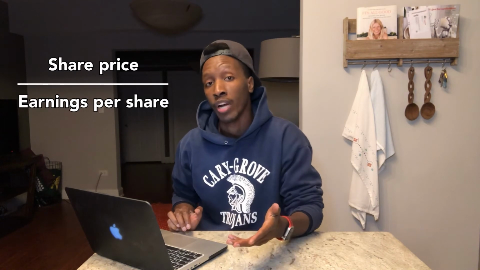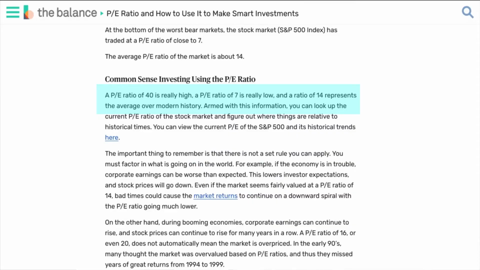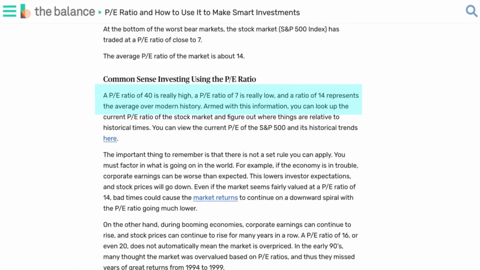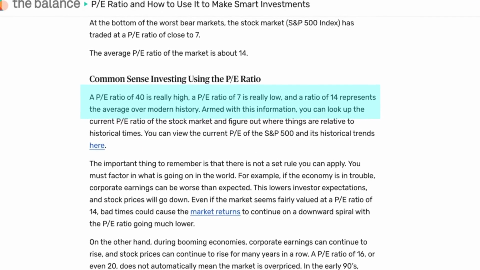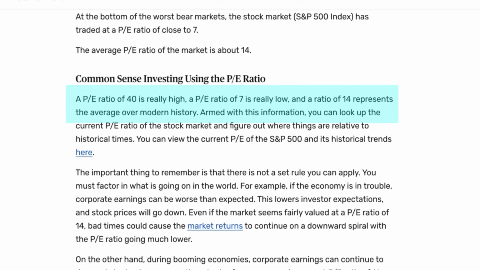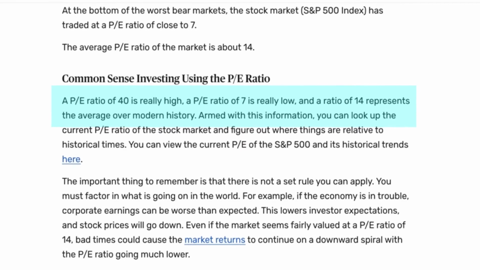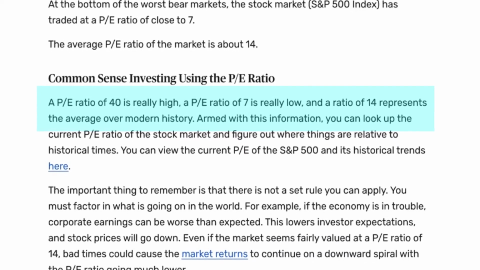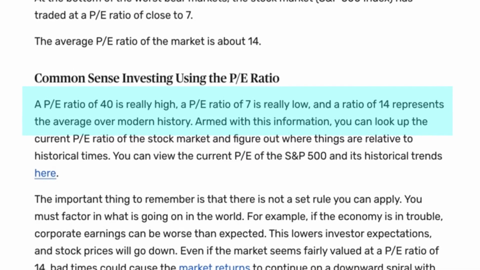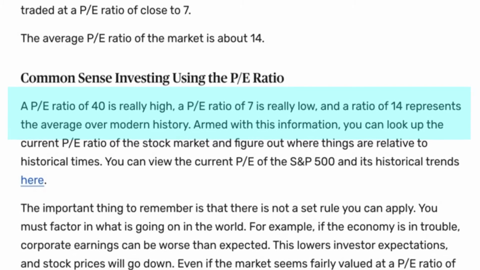Now, a low PE ratio could mean the opposite. Now, that's not always the case, so you would have to look at different factors to make a more accurate judgment. According to the website The Balance, a PE ratio of 40 is really high, and a PE ratio of 7 is really low, and a ratio of 14 represents the average over modern history. So based on that, you would assume that anything above 40 is overvalued or too expensive.